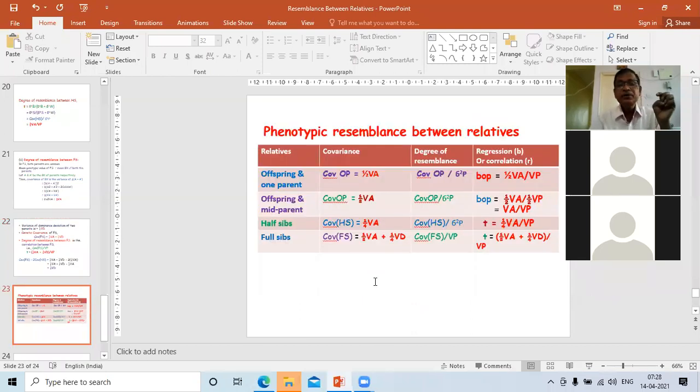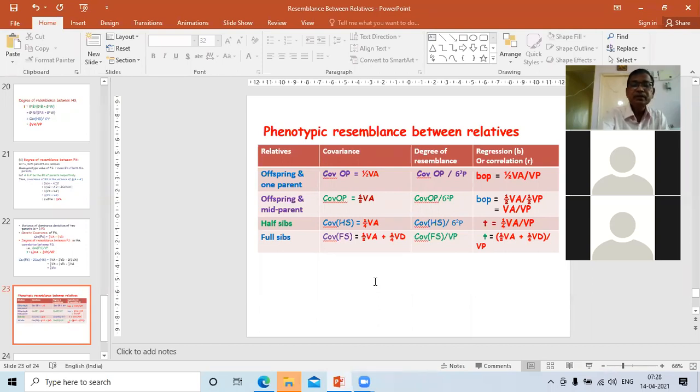Now see the last table. Here we have given it in short: phenotypic resemblance between relatives. First column, see the kind of relatives. Second column is the covariance. Third column is the degree of resemblance. And the last column is the regression or the correlation. The first relatives, see, are offspring and one parent.